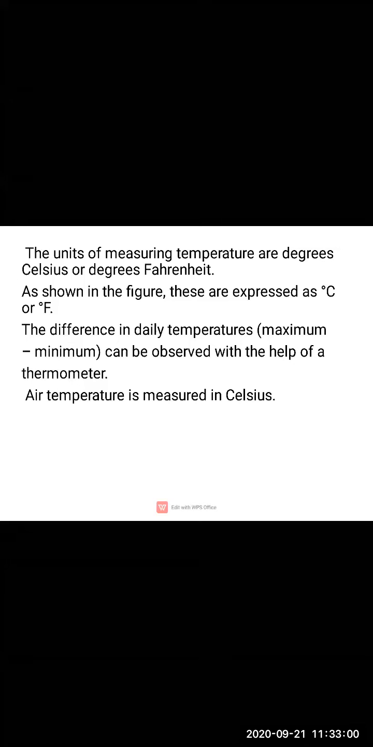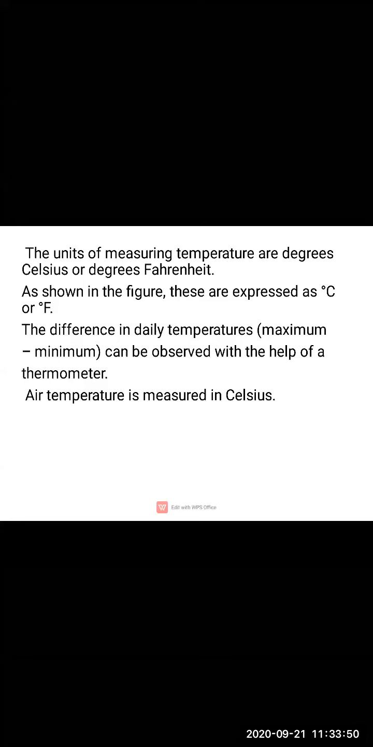So when we are measuring the temperature, we use units such as degree Celsius or degree Fahrenheit. As shown in the figure, these are expressed as degree Celsius or degree Fahrenheit. The difference in daily temperatures, maximum and minimum, can be observed with the help of a thermometer. Children, for measuring the air temperature, we actually use Celsius. Air temperature is measured in Celsius.